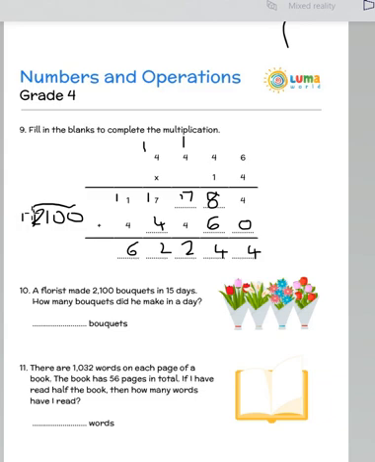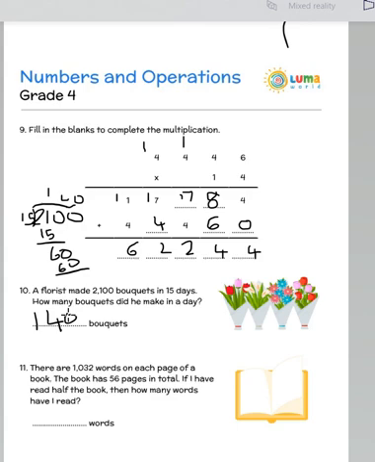So 15 would go once in 21. So it becomes once and you have 15 here. When we subtract, we get 6 and bring down the 0. And then we have 15 fours are 60. And then we have the next 0 brought in. So it is 140 bouquets. It's good.